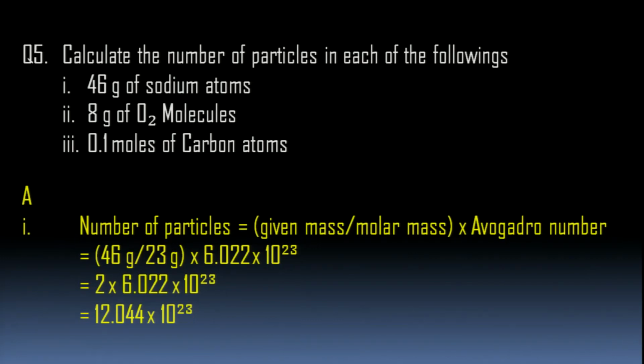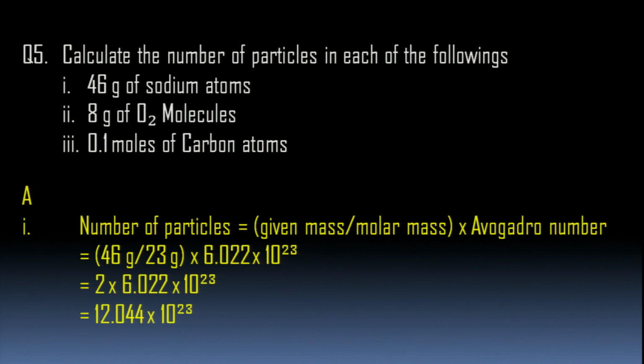Calculate the number of particles in each of the following. I'm talking about the number of particles, it may be atoms, it may be molecules or whatever is asked. 46 grams of sodium atom. Now, number of particles, if we go by the formula, what is that formula we had discussed? Given mass divided by the molar mass, then into Avogadro's number. What is the given mass? 46 grams of sodium. 46.